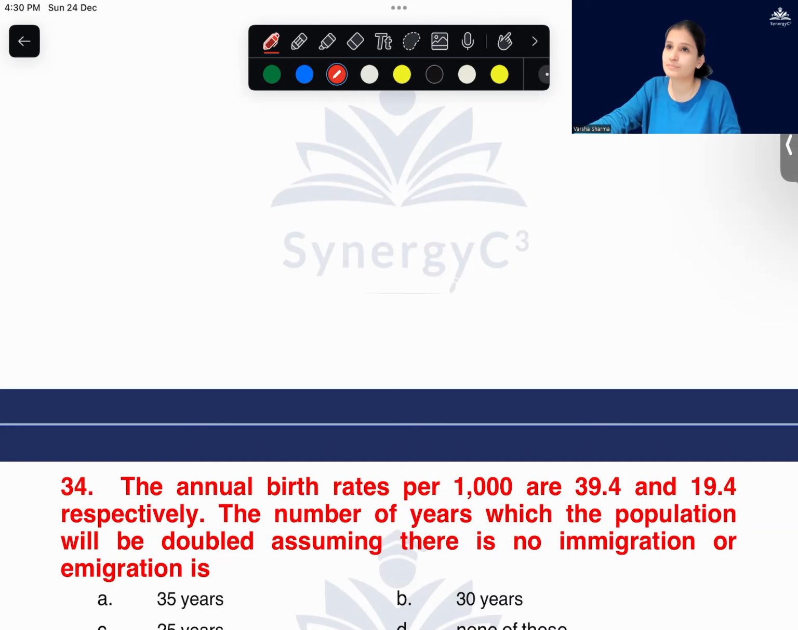For 1 year, same. Both will be same for 1 year.